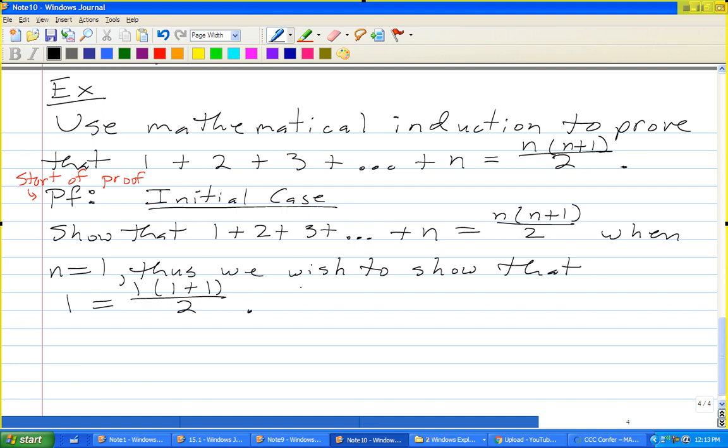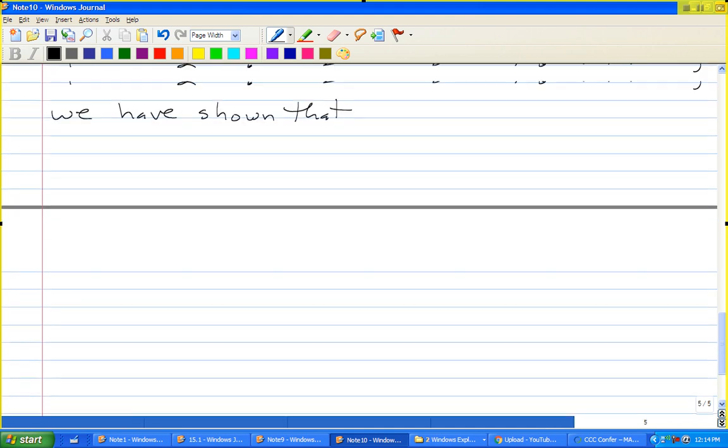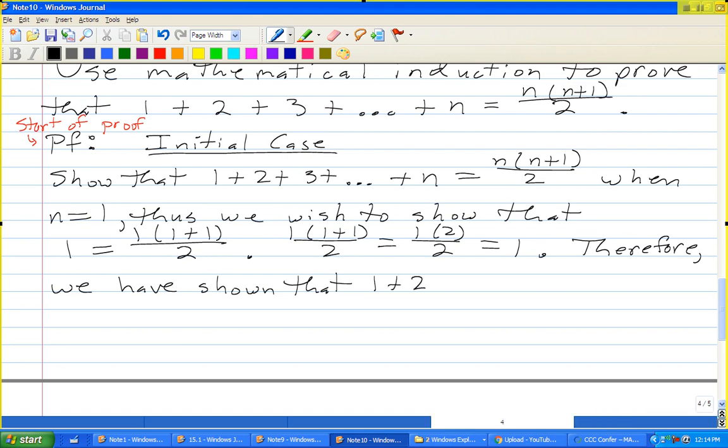Well, what's 1 times 1 plus 1 over 2? Well, 1 plus 1 is 2, divided by 2 is 1. 1 is equal to 1, so therefore we have shown that 1 plus 2 plus 3 plus n is equal to n times n plus 1 over 2 when n is equal to 1. So now let's do the induction step.